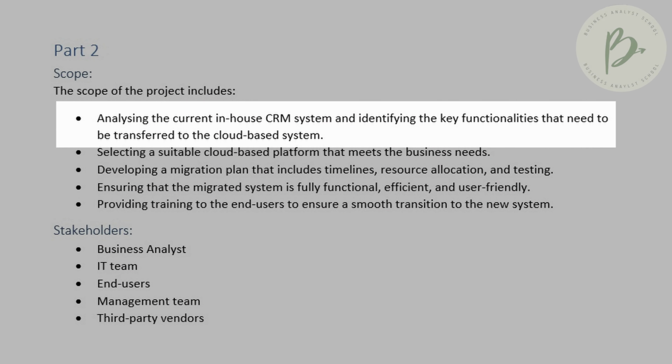Okay, now the scope of our project is, what are we going to do? We have to analyze the current in-house CRM system, as well as identifying the key functionalities that need to be transferred to the cloud-based system. Okay, that's one part of the scope, and it's kind of common sense as well. This is what we're looking at. We're looking at migrating from in-house to the cloud. What are we first going to do? First, I have to analyze what we currently have in the in-house CRM system. And at the same time, we also need to identify all the key functionalities within the CRM system that need to be transferred to the cloud-based system.